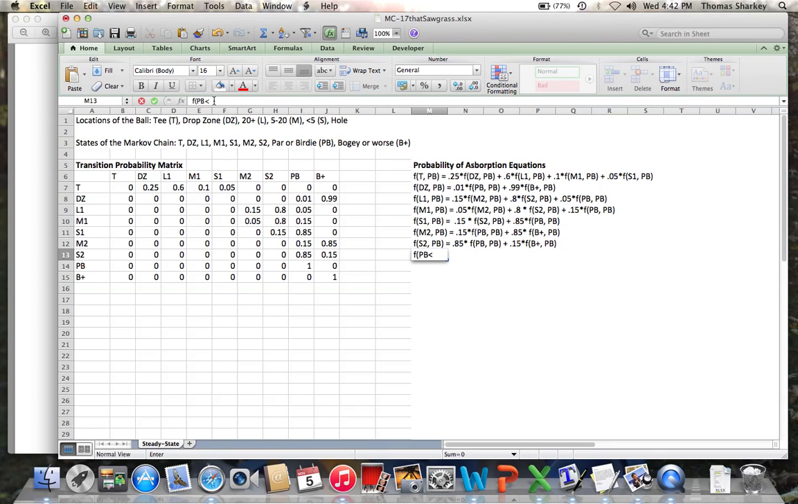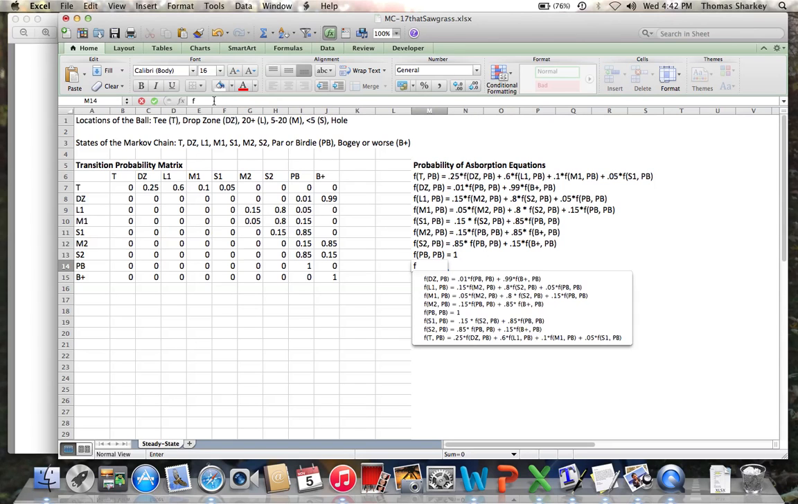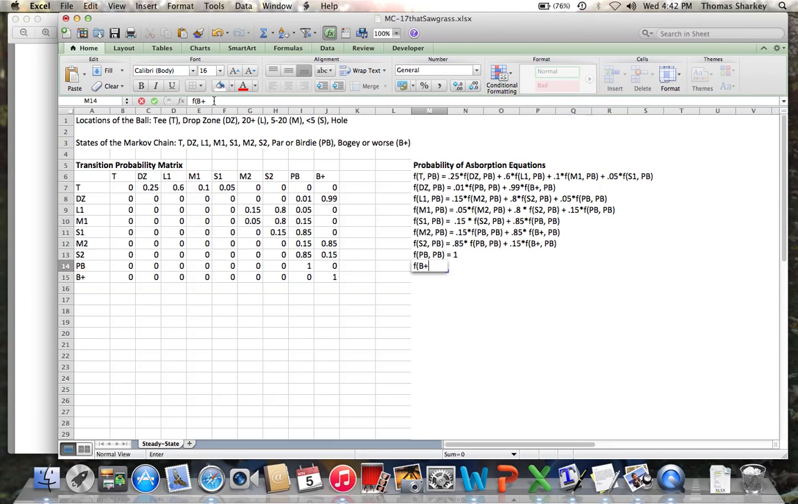So F of PB, comma, PB, by definition, F is the probability of starting in a particular state I and ending up in the absorbing state J. So if I start in the par or birdie state, the probability that I'm going to end up being absorbed by the par or birdie state is equal to 1. And the probability that if I start in the bogey or worse state, that I end up being absorbed in the par or birdie state is 0. So we have a couple options.